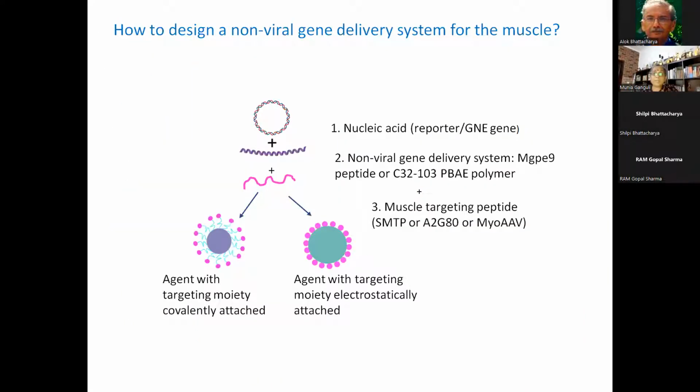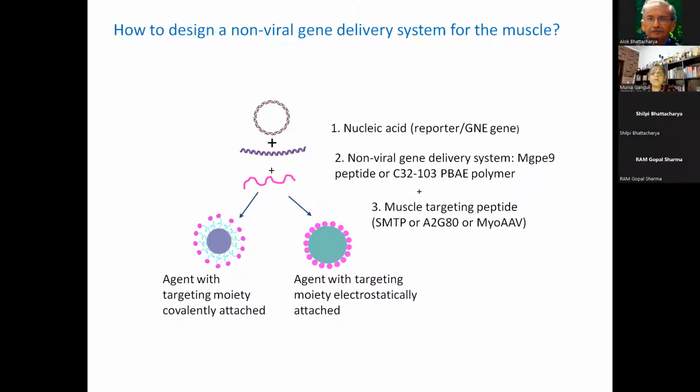So coming back to the schematic that I had shown, the nucleic acid: we'll start with the reporter, but eventually we will be delivering the GNA gene as well. The second one is the non-viral gene delivery system, the NGP9 peptide or the PBAE polymer. And the third one is the muscle targeting peptide. We are going to choose one of these three and make these combinations and create these nanocomplexes that will deliver the gene.